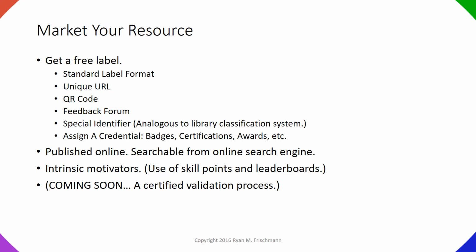You get a unique URL. You get a QR code that can be scanned into a smartphone. You have a feedback form where people can provide feedback on the page of your skill label. You get a special identifier to classify your resource. Finally, at the end, you can assign a credential, badges, certifications, awards, etc.